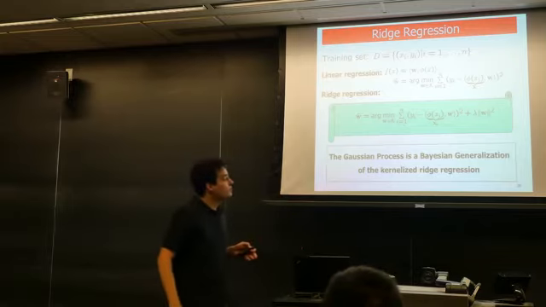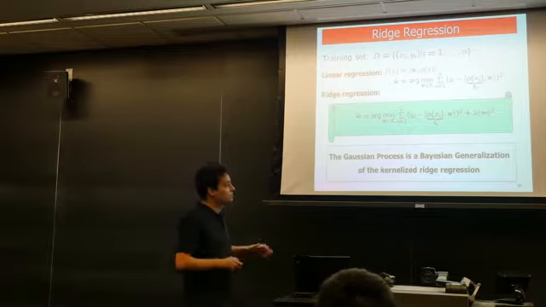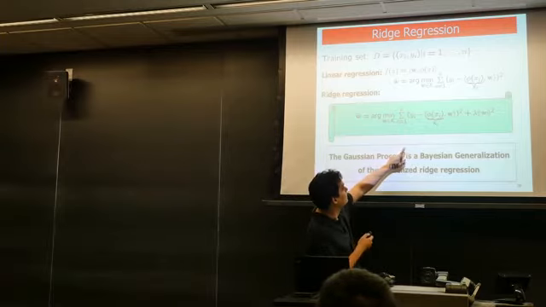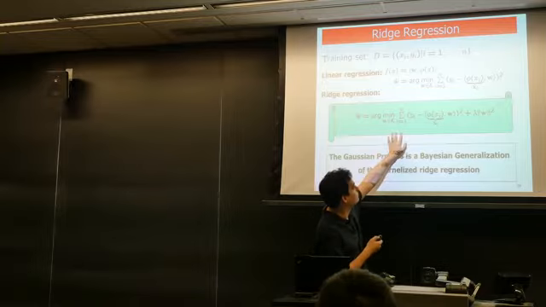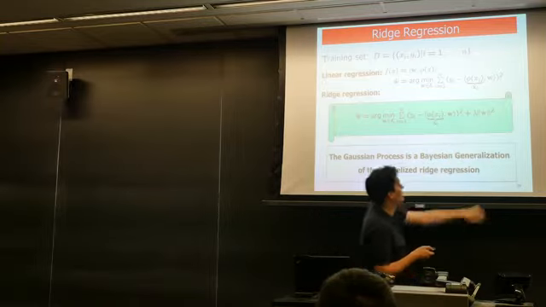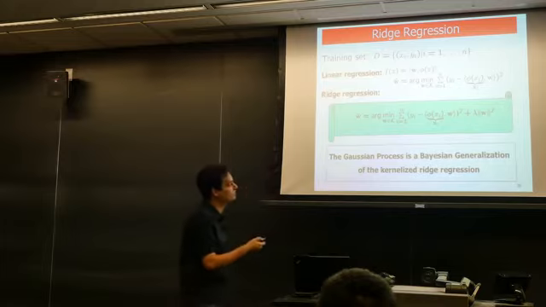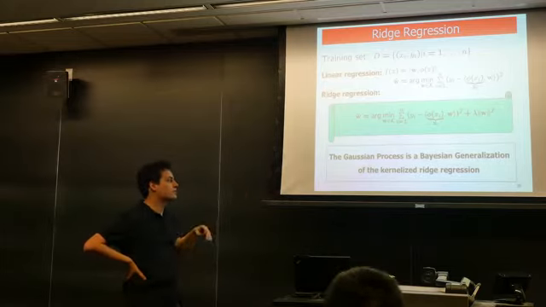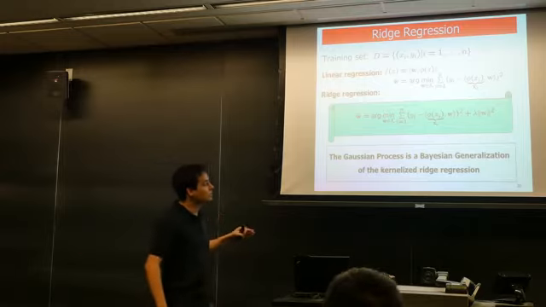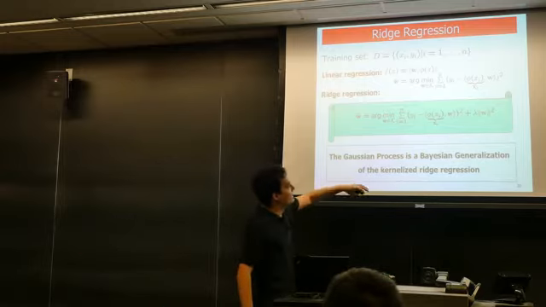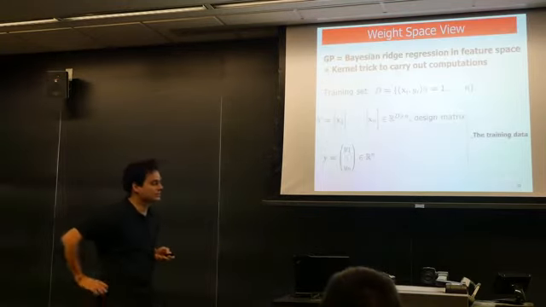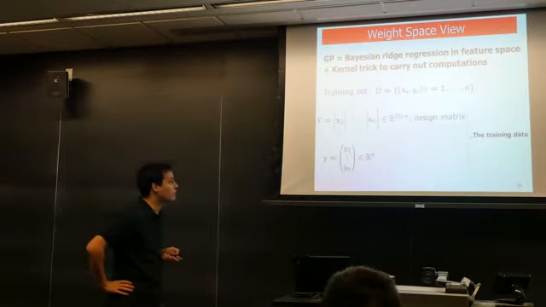Quite often, we don't just do this. We want to regularize this cost function with a so-called ridge term, and then we call this ridge regression. So it turns out, we will see that later, that Gaussian process is just a kernelized version of this. Okay, so let's see how we get to that.